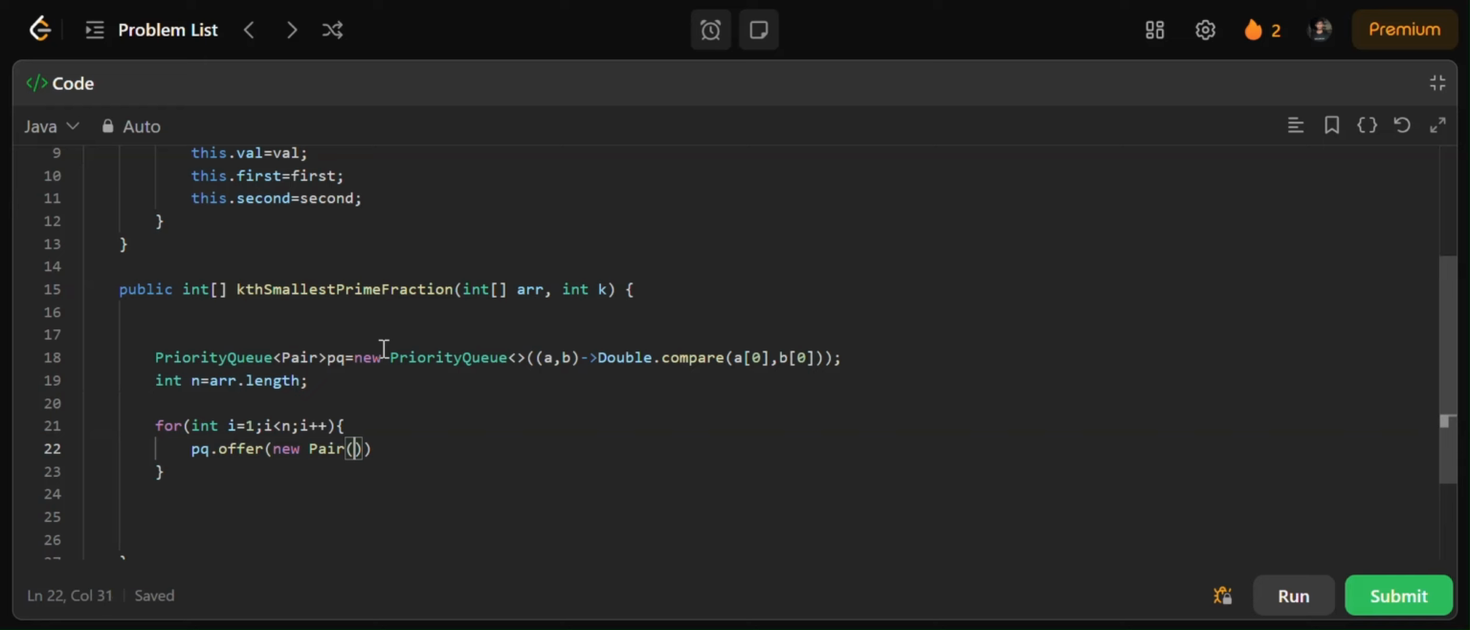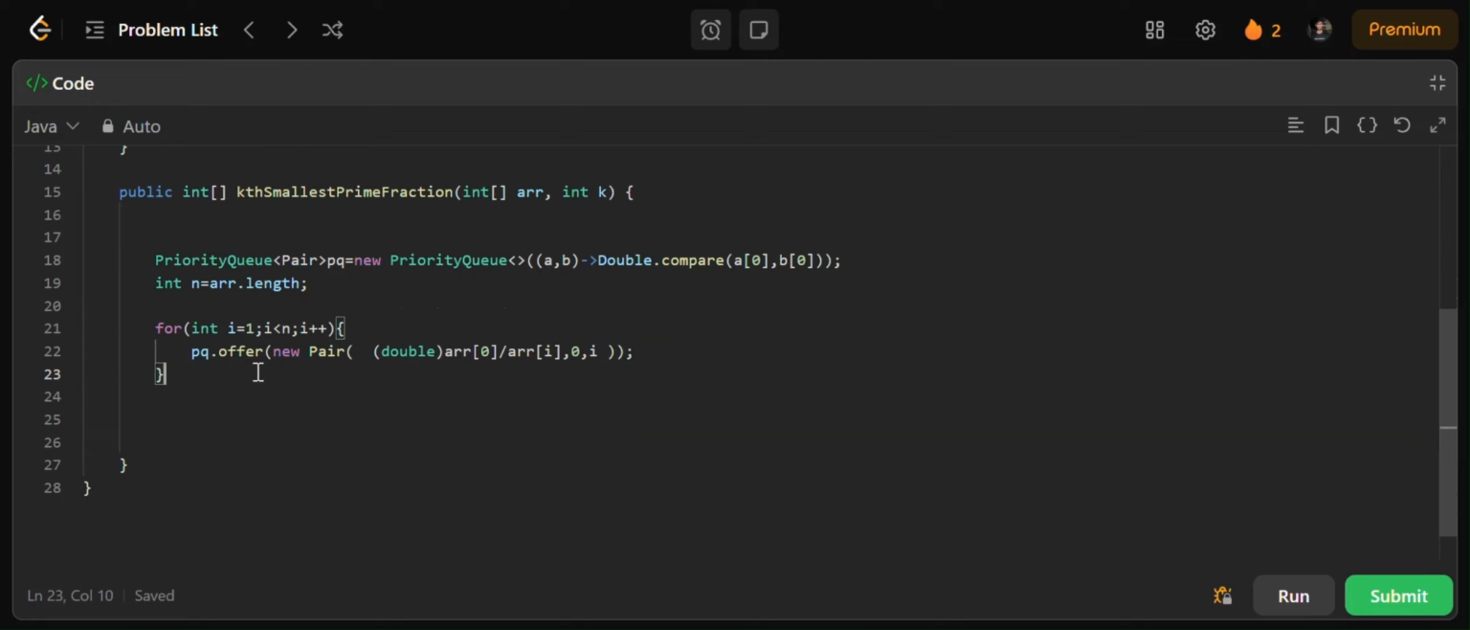What will be my fraction value? First we have to convert to double, because this will be integer division if we do not convert to double. And my first value is always fixed, because as we mentioned, we first fix the first value, that means AR of 0, and push all the other values like AR of 0 by AR of I. So my first value is always 0 and the next value is I. We push all the elements.